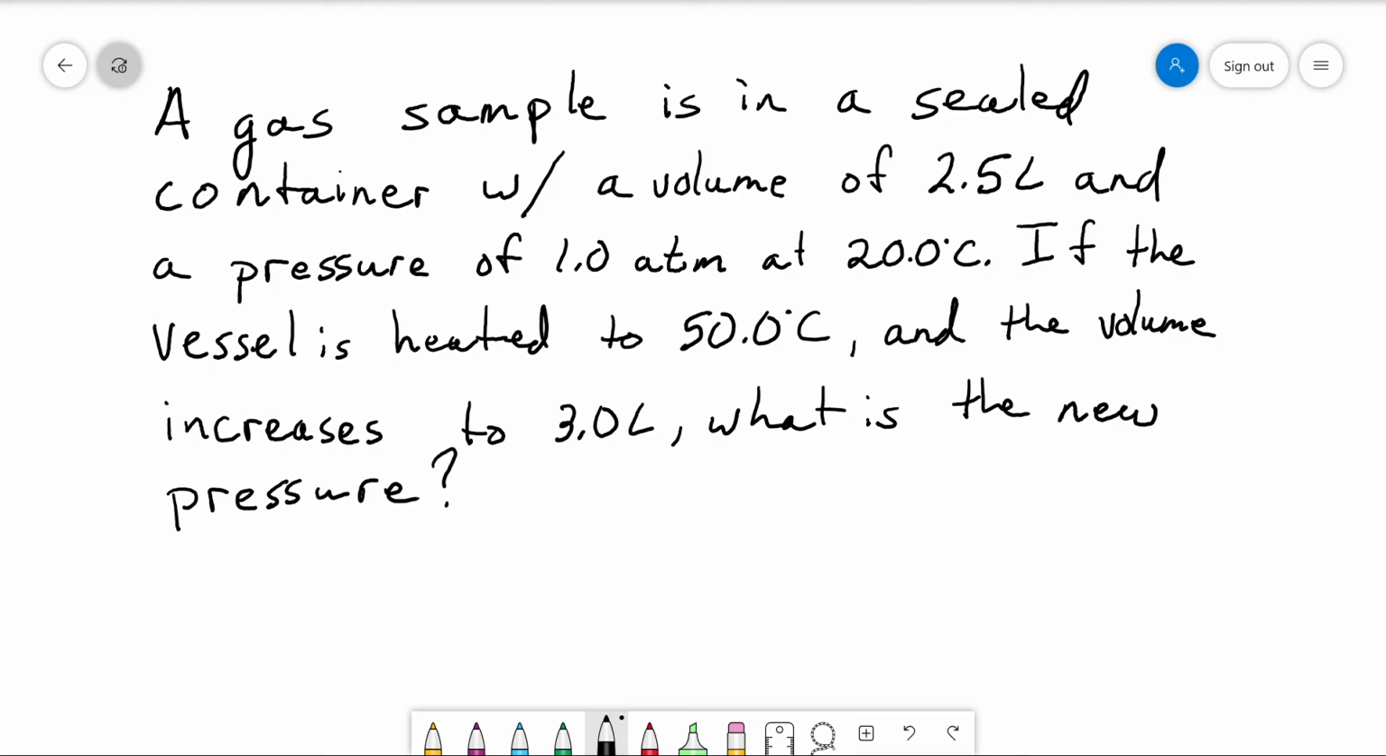Okay, so the gas is in a container, has a volume of 2.5 liters, pressure of 1 atmosphere, and temperature of 20 degrees Celsius. We heat it to 50 degrees Celsius, and the volume increases to 3 liters. Just assume the vessel can change volume, obviously. What's the new pressure? Okay.